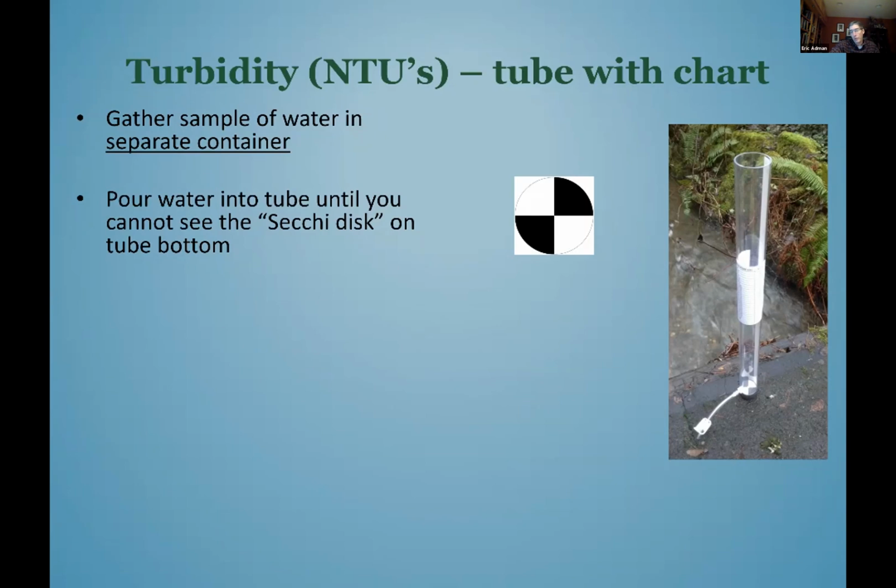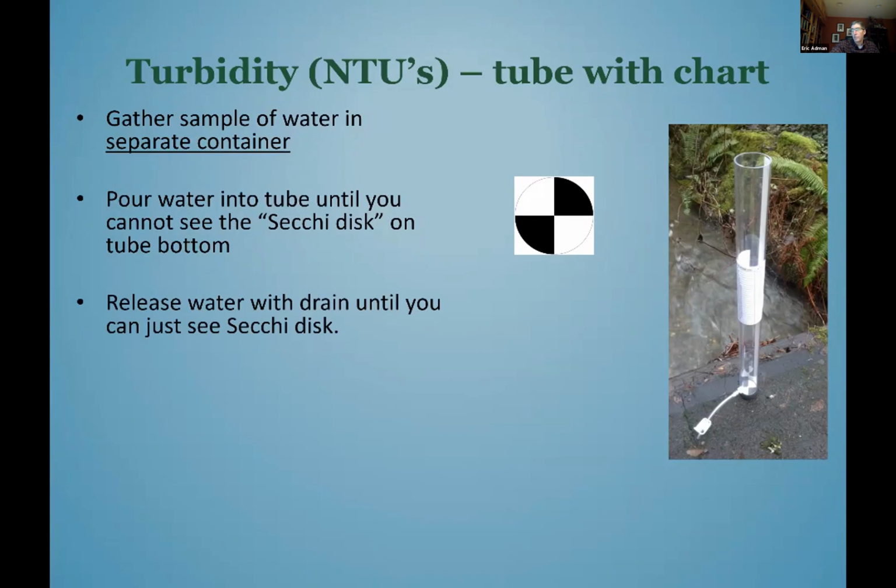They also make larger versions of these that you would lower on a rope, like into a lake or a larger water body, to measure the clarity of the water there and measure how far you lower it until you can't see it. In this case, we're using a tube, and you're looking down through the top of the tube, and you either pour water in until you can't see it anymore, or you fill it and release water until you can just barely see it.